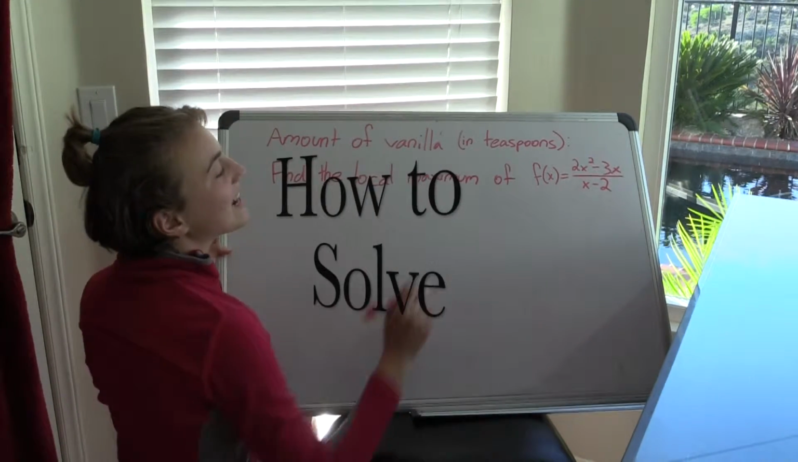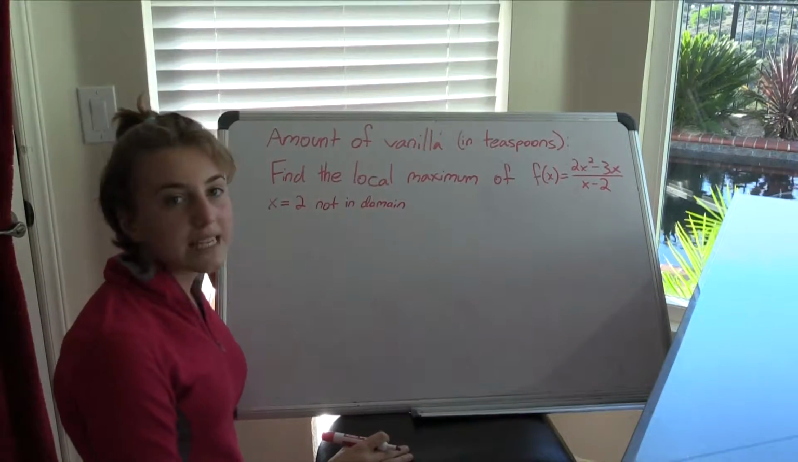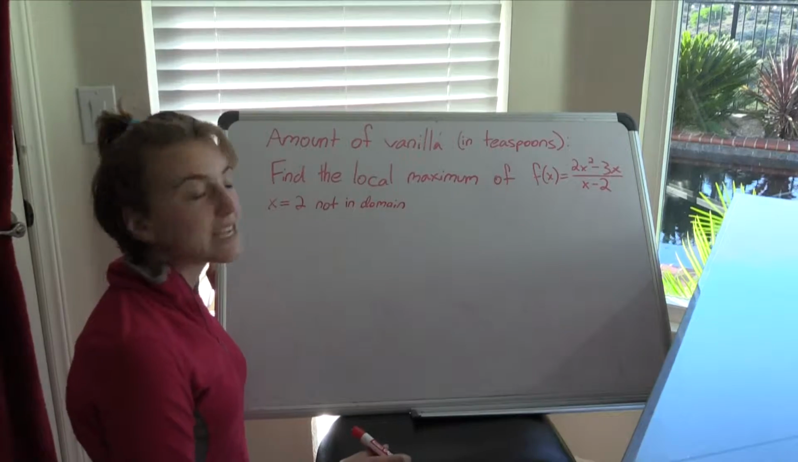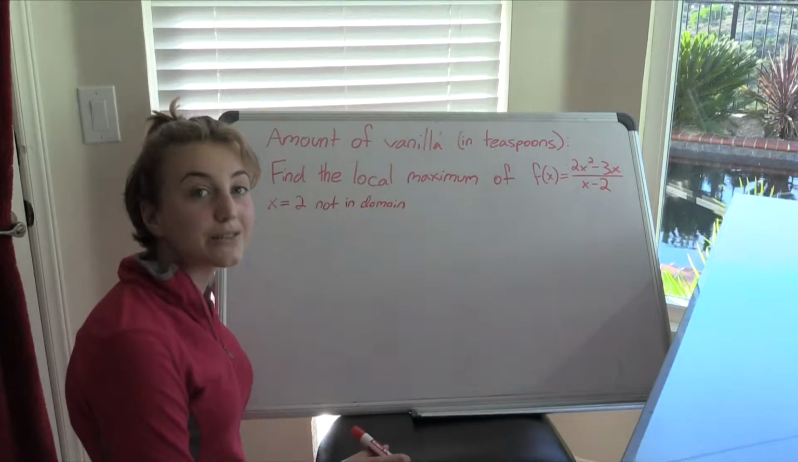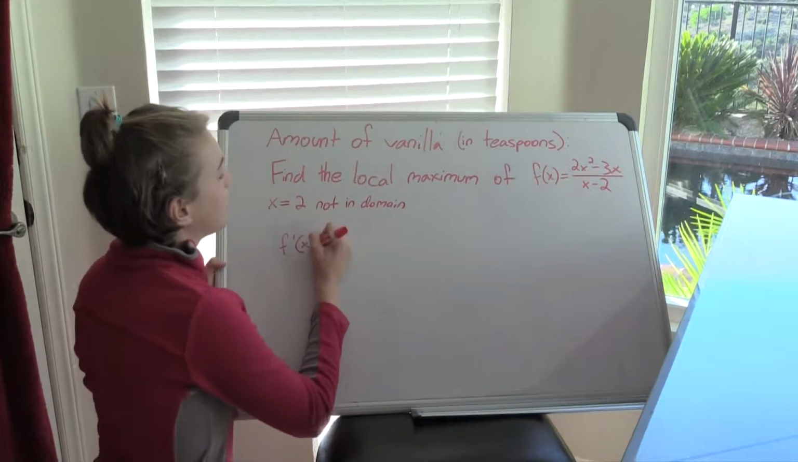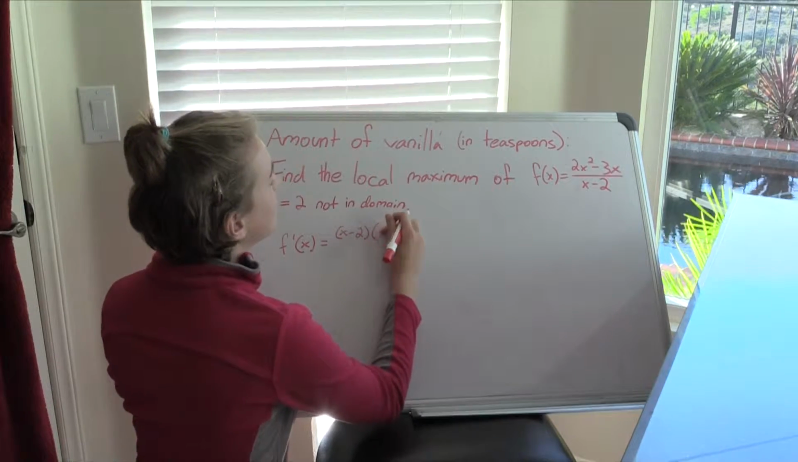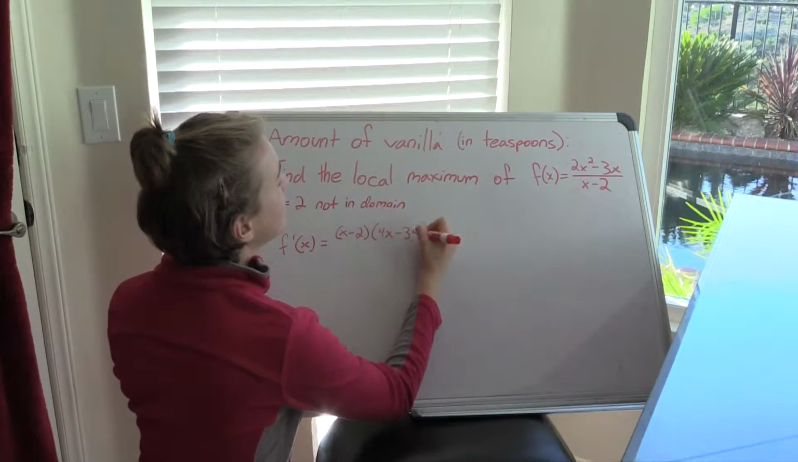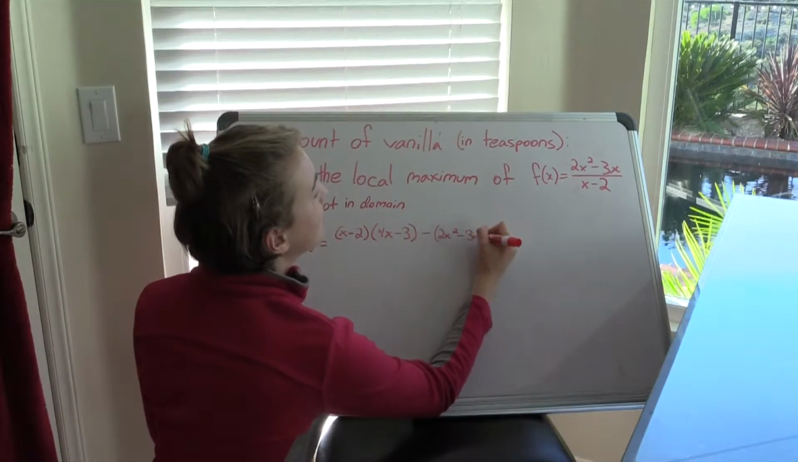Okay, so first we have to recognize that x equals 2 is not in the domain. To find the local maximum, we know it's going to be at one of the critical numbers. So we need to find the critical numbers, which occur when the derivative of f of x is equal to 0 or undefined. To find the derivative of f of x, we need to use the quotient rule. That's going to be low d high, x minus 2, times the derivative of the numerator, which is 4x minus 3, and then minus high d low. Since the derivative of the denominator is 1, it's just going to end up being the numerator.